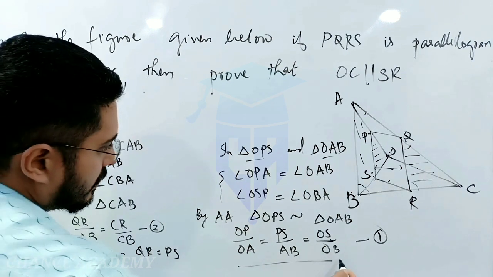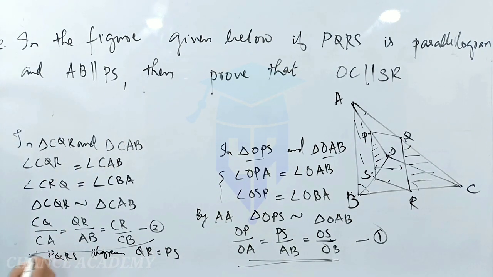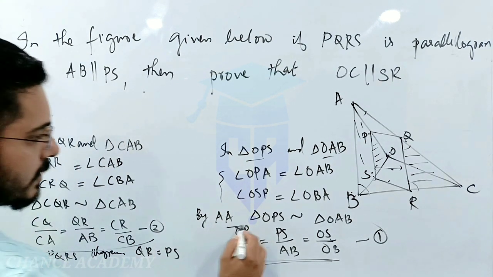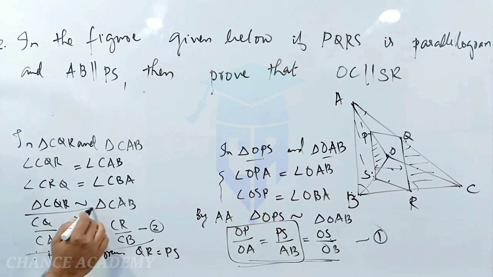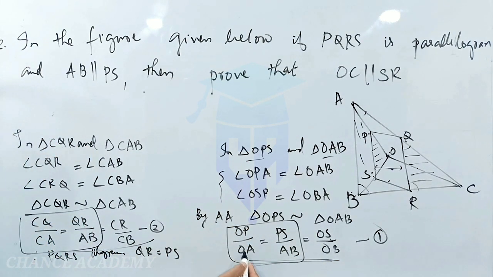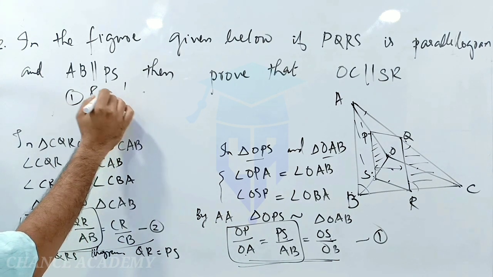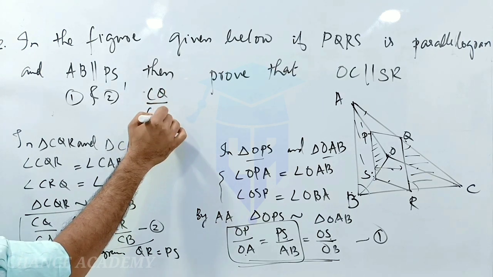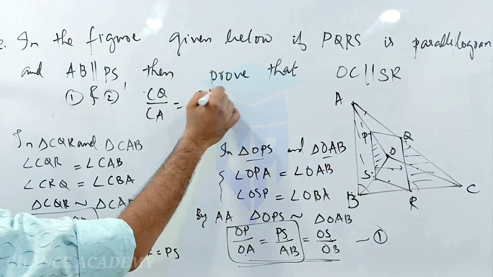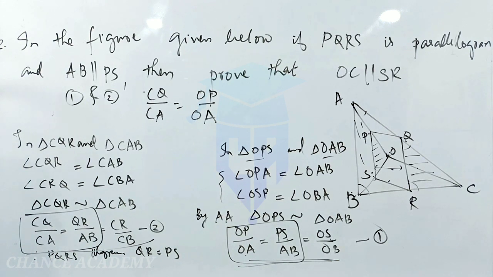Now closely look into these two relationships. Take the first part only from both these relationships. Here we have OP by OA, here we have CQ by CA. The denominators are the same, but here it is AB. And it's QR here, PS there. So QR and PS are the same, so from 1 and 2, you can write CQ by CA is equal to OP by OA.